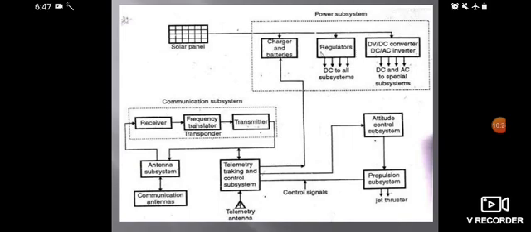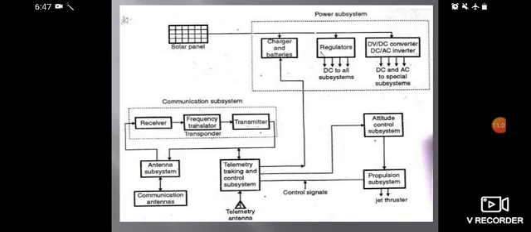And the next one is the communication subsystem, which is nothing but the heart of the communication satellite. It consists of a transponder. The transponder receives the uplink frequency and amplifies it. The receiver receives signals from the antenna and gives them to the frequency translator, which translates that uplink frequency to the downlink frequency.